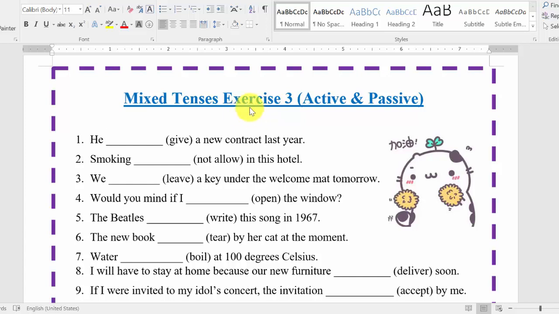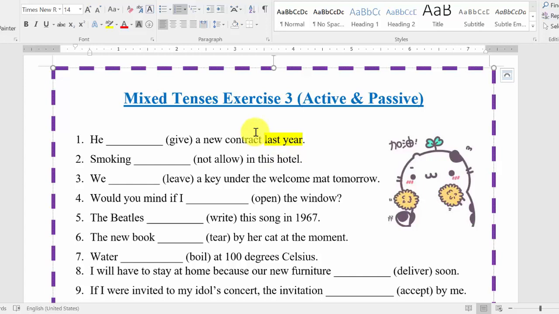Okay, number 1, he won a new contract last year. So this exercise includes active and passive sentences. You need to look by yourself to see whether it is a passive or active sentence. So the first question, he won a new contract last year. Your keyword is last year. Last year shows that it should be simple past tense.